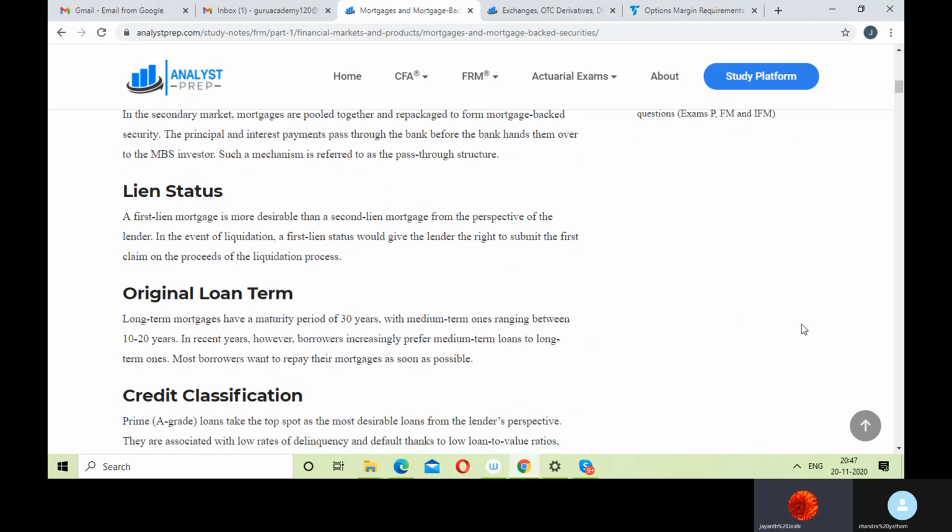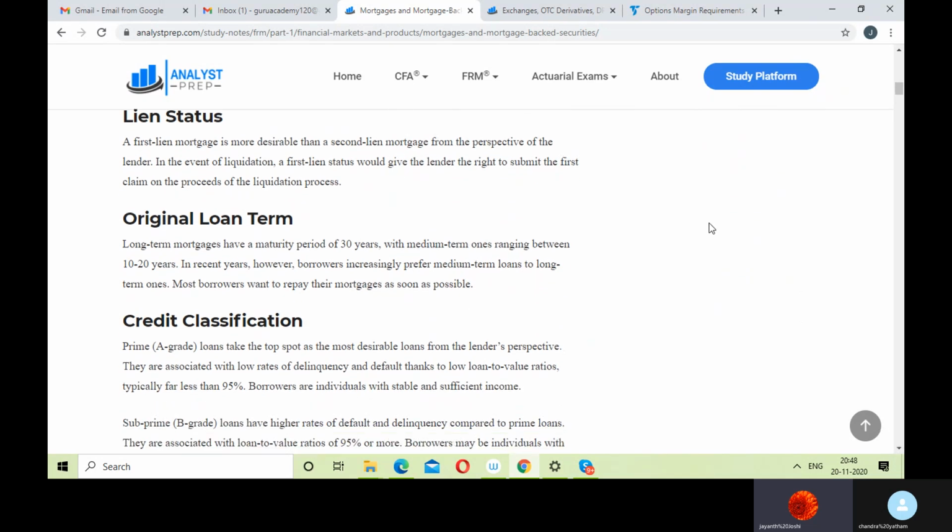Now, lien status. Lien is nothing but if you don't make the payments, the bank has the right to lien. That means they can sell your property and get their money back. The first lien mortgage is more desirable than a second lien mortgage from the perspective of the lender. In the event of liquidation, a first lien status would give the lender the right to submit the first claim on the proceeds of liquidation. That means if you don't repay the money, they can sell or liquidate your property and get the money they are supposed to get. That means they'll auction your property and get the money.